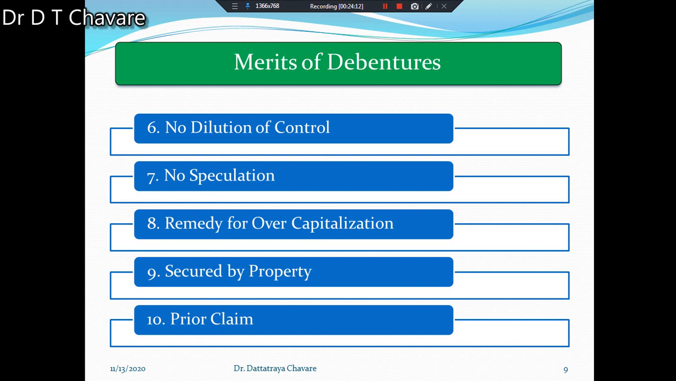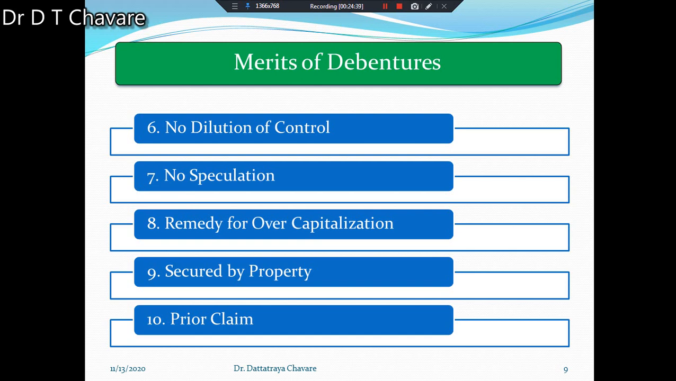Then another merit I have mentioned there is no speculation. The company is able to issue debentures at a lower rate of interest, as there is no speculation regarding their prices, because due to the lower rate of interest, no speculation is there. It means that speculation is not possible, and this is also a merit of debentures.